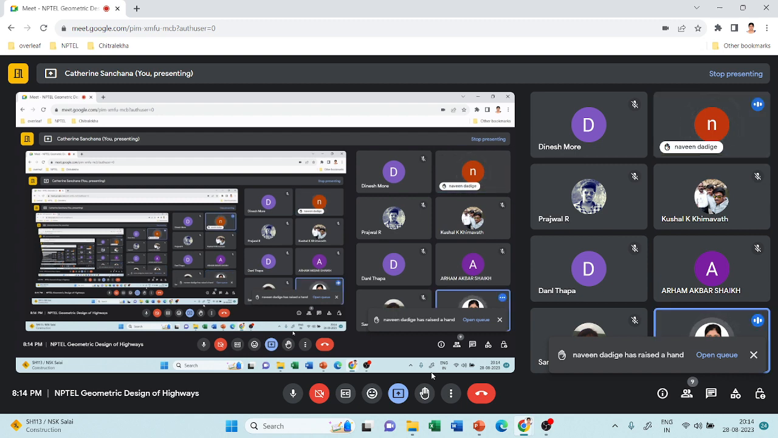If you open the NPTEL website or this geometric design page, you will have something called ask a question. You just click on it and ask a question. Subscribe to it, give your email, and if you just click on it, you will already be subscribed to it. So you will get all the mail information regarding this.